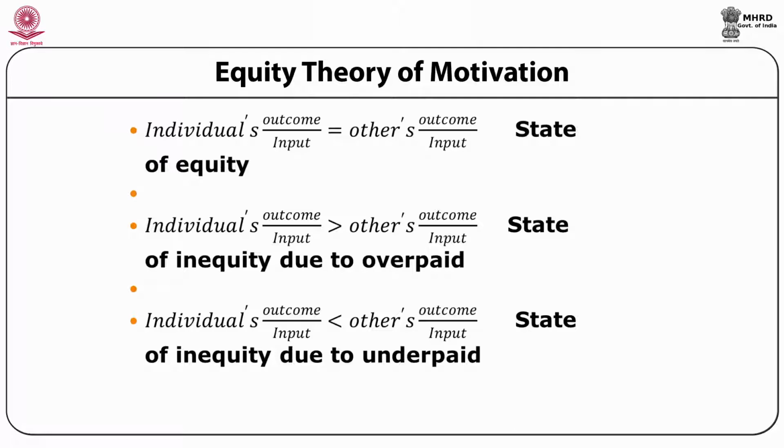In the second case, the individual finds his outcome input ratio more than the outcome input ratio of his referent. In this case, inequity prevails because the individual is overpaid. In the third equation, the individual's outcome input ratio is lesser than the outcome input ratio of his referent. In such a case, inequity exists because the employee is underpaid.